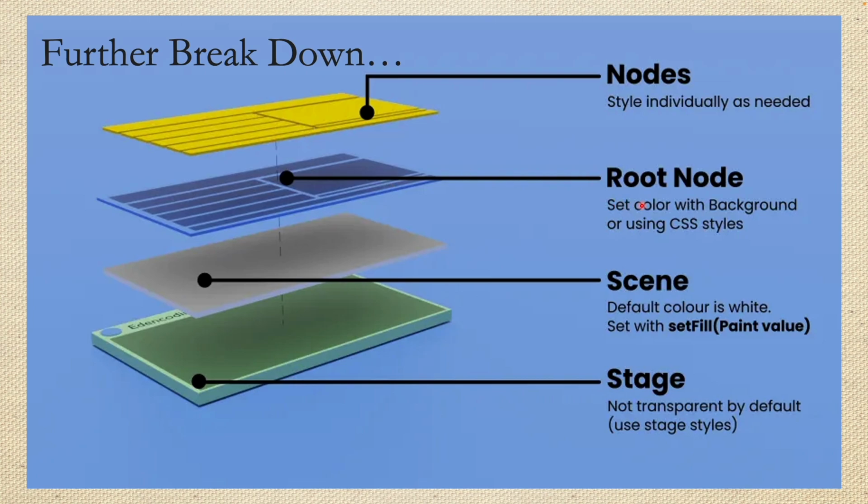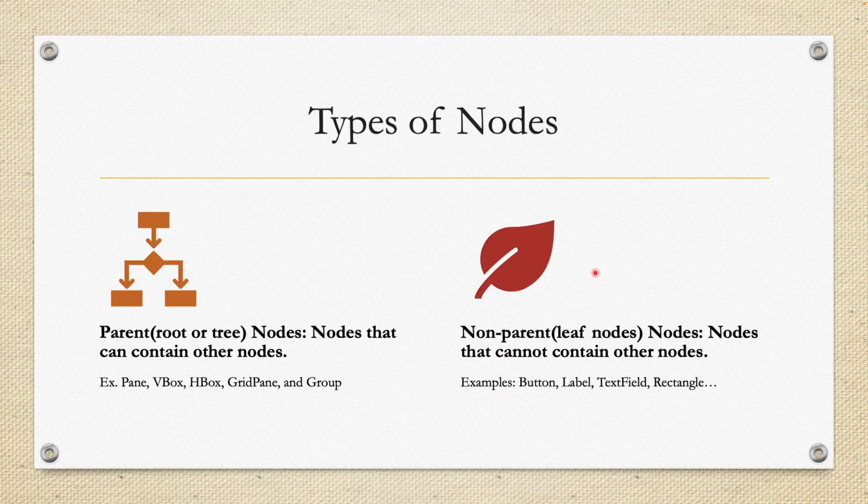But root nodes actually come up with the structure for those components. So let's take a look at some examples. Before I show you the examples, let's just take a look at those types of nodes again. So the root node, or we can sometimes call it parent node, is a type of node that can contain other nodes.